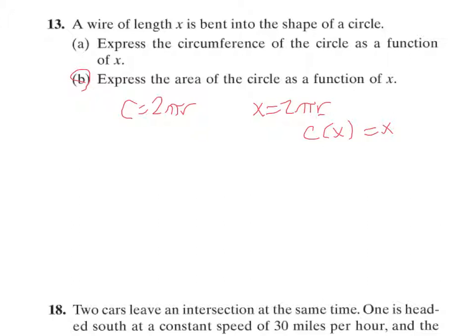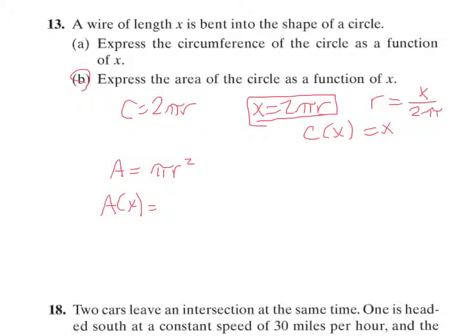Now let's express the area in terms of r. So what's the area of a circle? Pi r squared, but we need this in terms of x. Right, so we need the area with respect to x. Well, what do we know about the circumference? So what does r equal in this case? r equals x over 2 pi. We okay with that?